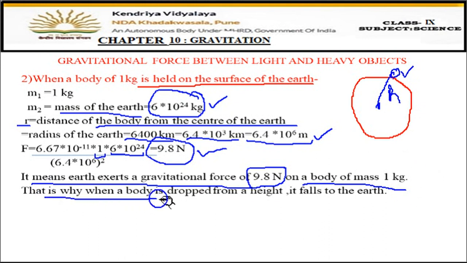And this is the reason that whenever a body is dropped from a height, it falls on the earth, because this 9.8 Newton is a very huge amount of force. It's a very large force which is applicable to all the bodies present on the earth. That's why anything dropped from a height always falls towards the earth, because the earth pulls everything with a force of 9.8 Newton. Fine. So this is the second case.